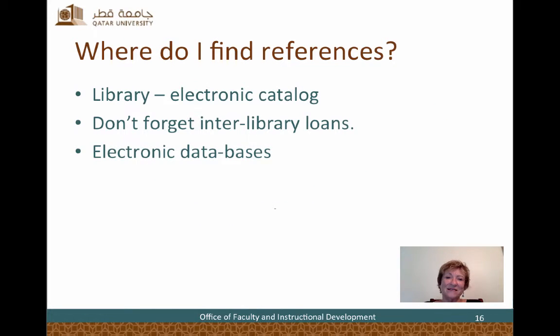Okay, where do I find references? The library, the electronic catalog, interlibrary loans, and electronic databases are where most of us these days find our articles. Don't be afraid if you have to pay to get an article. Remember, somebody owns that information, and if you're not subscribing to that journal, then it is only right and fair that you might have to pay to get access, because other readers paid to have a subscription to that journal to read that same article.